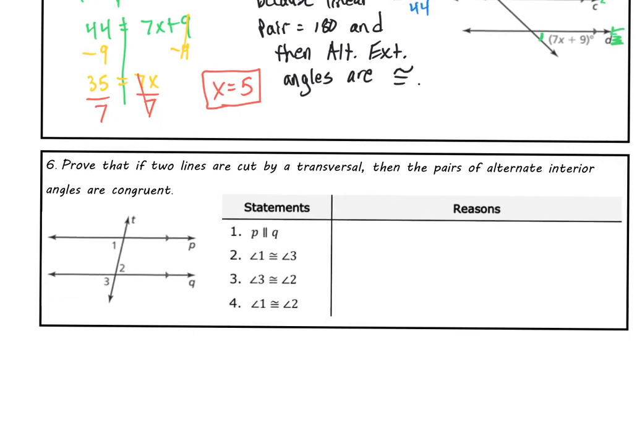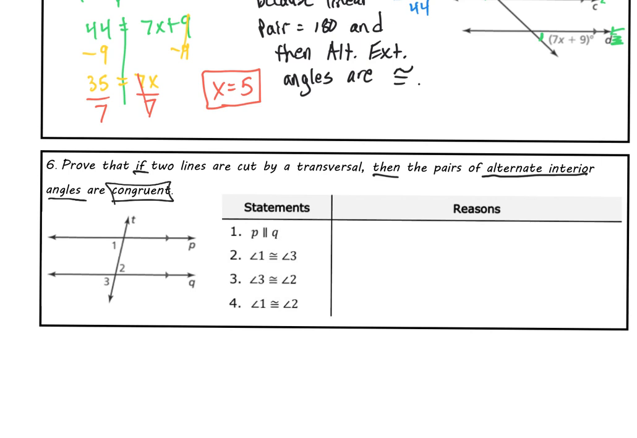Looking at number 6 now, last one. Let's do a proof now, a two-column proof using parallel lines cut by a transversal. So we have, prove that if two lines are cut by a transversal, then the pairs, right? If then, this is our conditional statement here. Then the pairs of alternate interior angles are congruent, right? Prove that. Okay, cool.